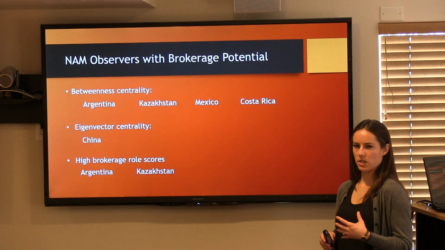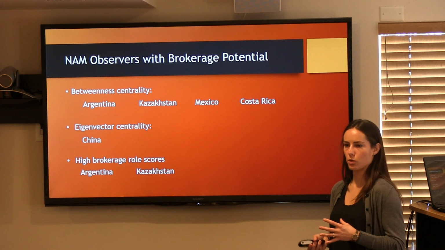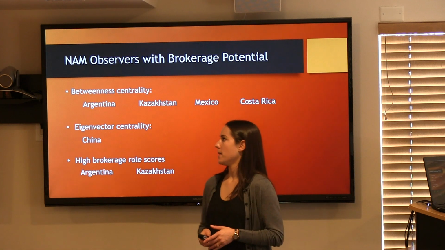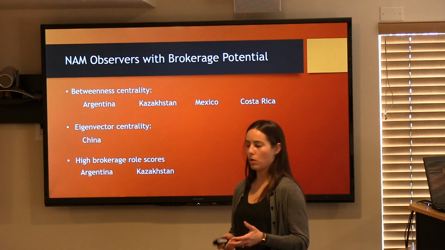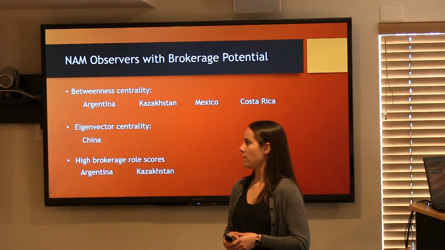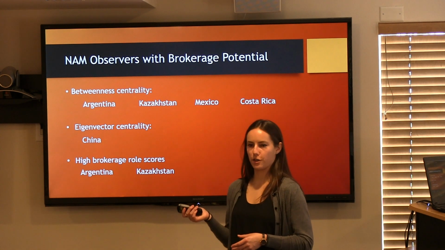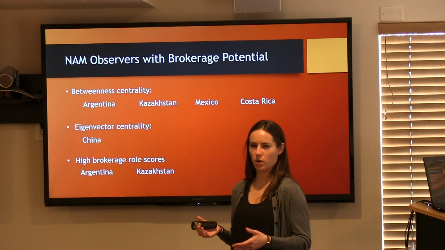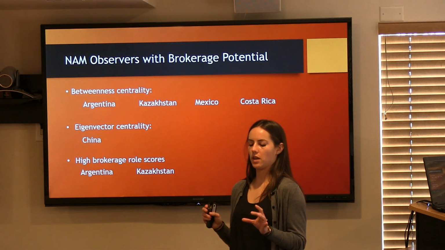Against my hypothesis that non-aligned movement observers would have a position of brokerage potential within the network, there's definitely a few that did. Some make sense because they are either regional powers or part of the New Agenda Coalition, or have high-tech nuclear industries. I thought it was interesting that China and even Belarus showed up as having, relative to the rest of the network, high eigenvector centrality.